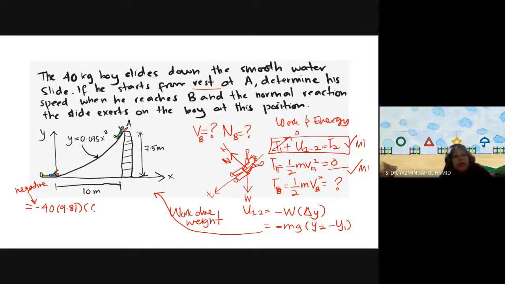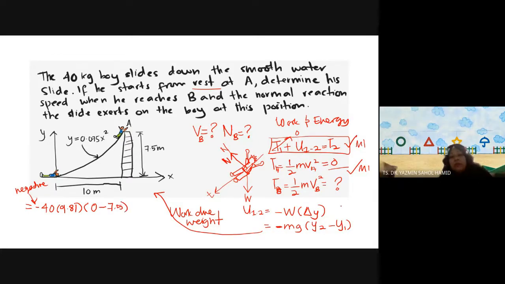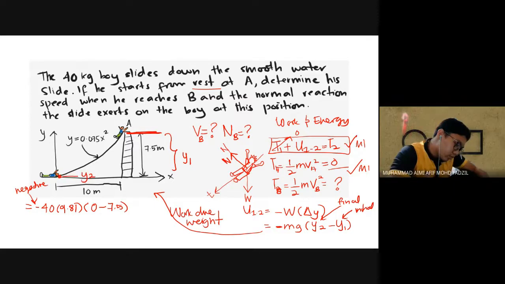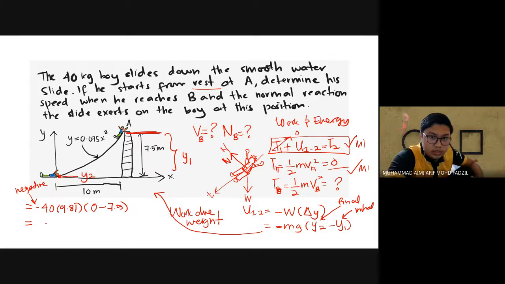Sure? Okay, what is Y1? 7.5. Okay, because Y2 is the final and Y1 is the initial. So, the initial is here, at point A. So when the initial is at point A, this will be our Y1. And the final is here, so this will be Y2. Understand? So that's why you notice the negative becomes positive.